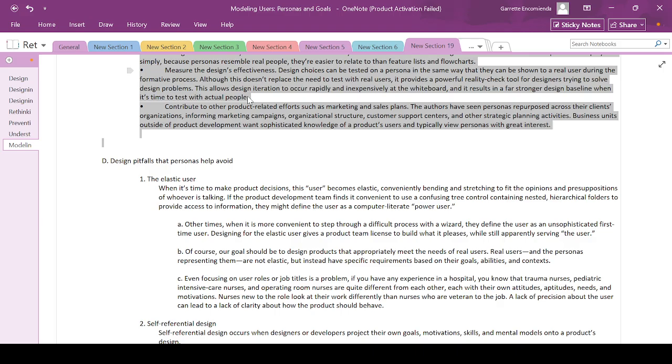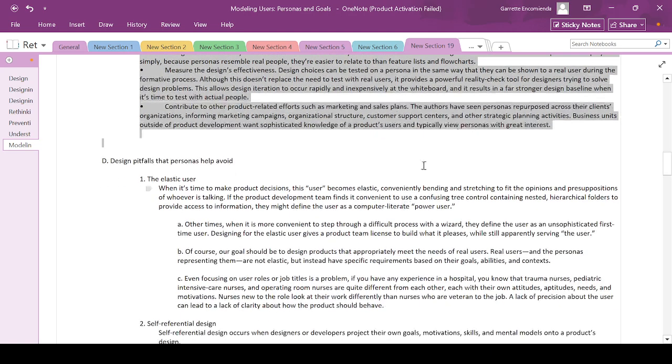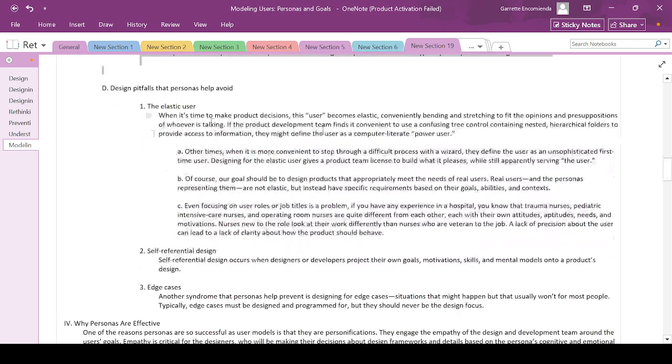Business units outside of product development want sophisticated knowledge of a product's users and typically view personas with great interest. So business use it outside of our design team, actually interested in sophisticated or detailed knowledge of their customers. Also the developer as well will be more motivated. The customer support will be more motivated, and the marketing department.